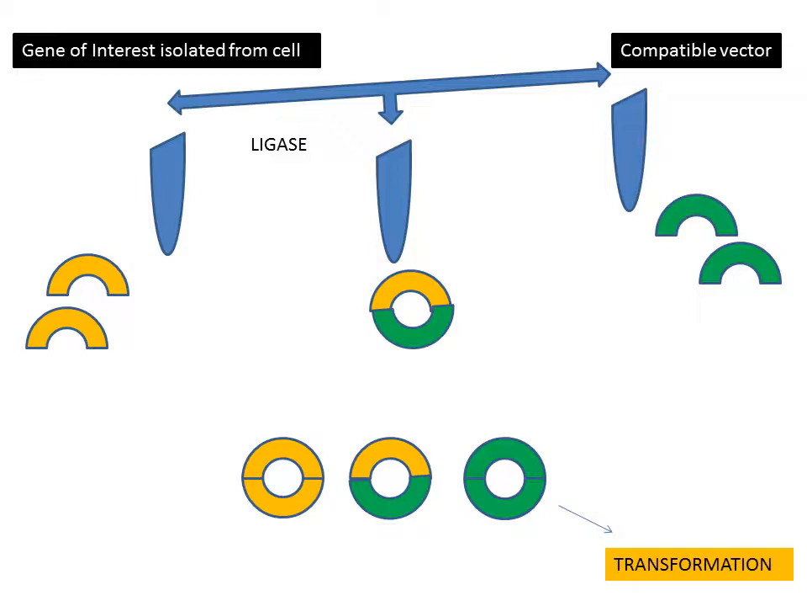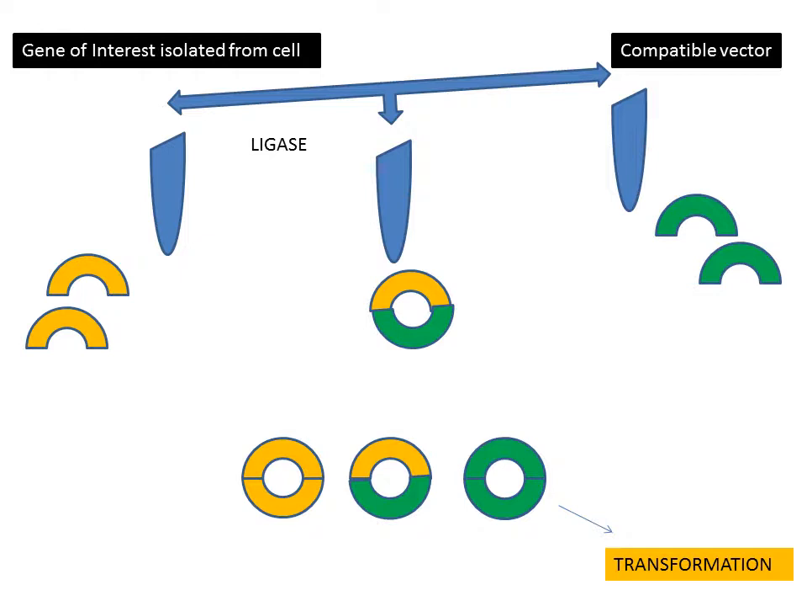Now what will happen? We have taken ligase, and a ligase enzyme will help in reforming the phosphodiester bond. It only has a specificity that it will form a phosphodiester bond. It will not recognize whether they are compatible sticky ended molecules or blunt ended molecules. It will just form the phosphodiester bond. So now when we are adding this ligase enzyme to a vial which contains the gene of interest as well as the compatible vector, there are three possibilities.